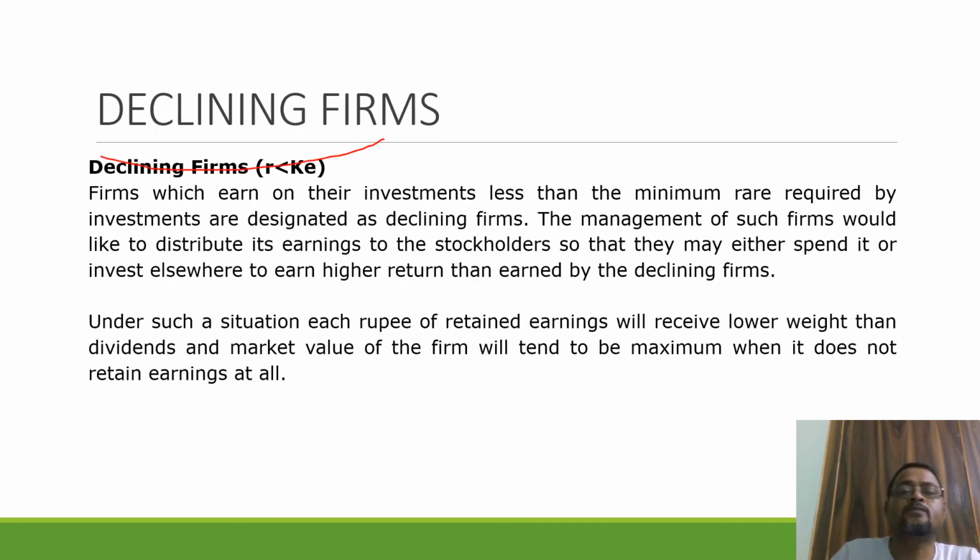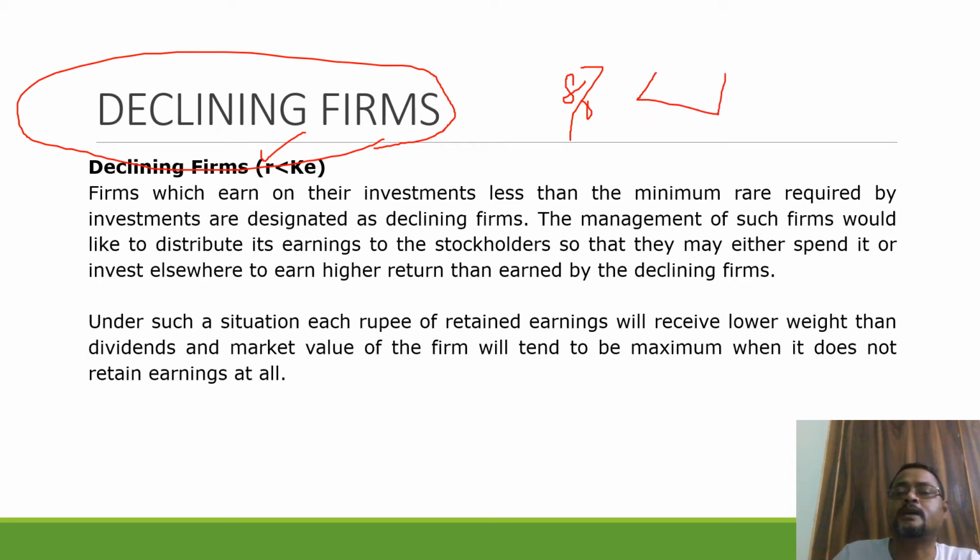What about declining firms? Declining firms are those firms whose rate of return on new projects is less than the cost of equity. This means if they invest in a new project, for example, the return from the new project is 8%, but the cost of equity is 10%. Unlike a growth firm whose return is 12 or 14%, which is higher than 10, such firms will have a smaller rate of return on new investments.